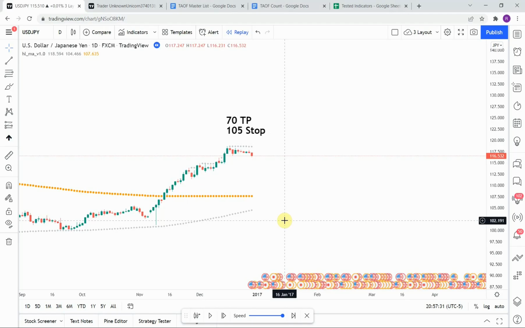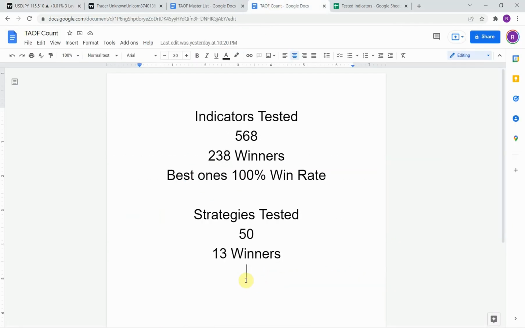Alright, as I said, today we will be testing the HLMA indicator. Before we do though, I wanted to put the testing scoreboard up for everyone to see. So, to date, we have tested a total of 50 different strategies, with 13 of them being profitable. We've also tested a total of 568 indicators, with 238 of them being winners. The best ones so far were able to achieve a 100% win rate.